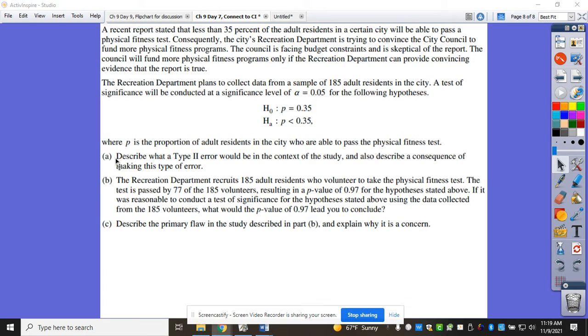So part A is describe what a type 2 error would be in the context of the study, and also describe what a consequence of making this type of error would be.